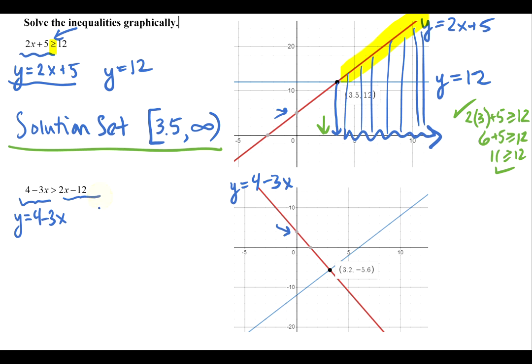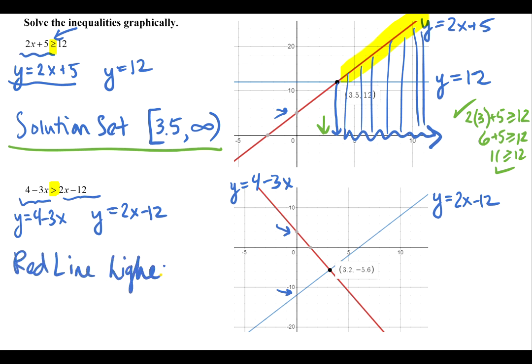Our other side, y equals 2x minus 12. If we look at the blue line, this does have a y-intercept of negative 12, and it has a positive slope. This makes sense to be y equals 2x minus 12. So again, look at the inequality symbol. We want to know, when is the line that's going down greater than or above the line that's going up? So where is the red line higher than the blue line? Okay, if we highlight that, that's going to be in this region right here.